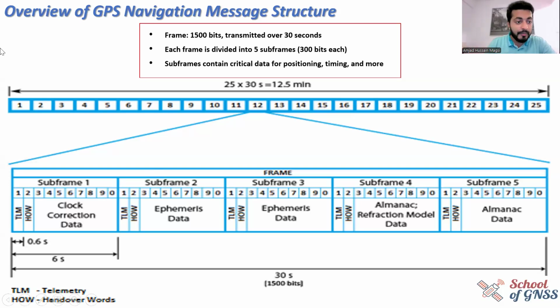These numbers, 1, 2, 3, 4 up to 25, are the number of pages. This is only for subframes 4 and 5, which I'm going to explain in a couple of slides. Subframes 4 and 5 have to go through these pages. That's why it requires 12 and a half minutes to process. If a complete frame requires 30 seconds and you have 25 pages, you multiply 25 by 30, which is 12 and a half minutes.